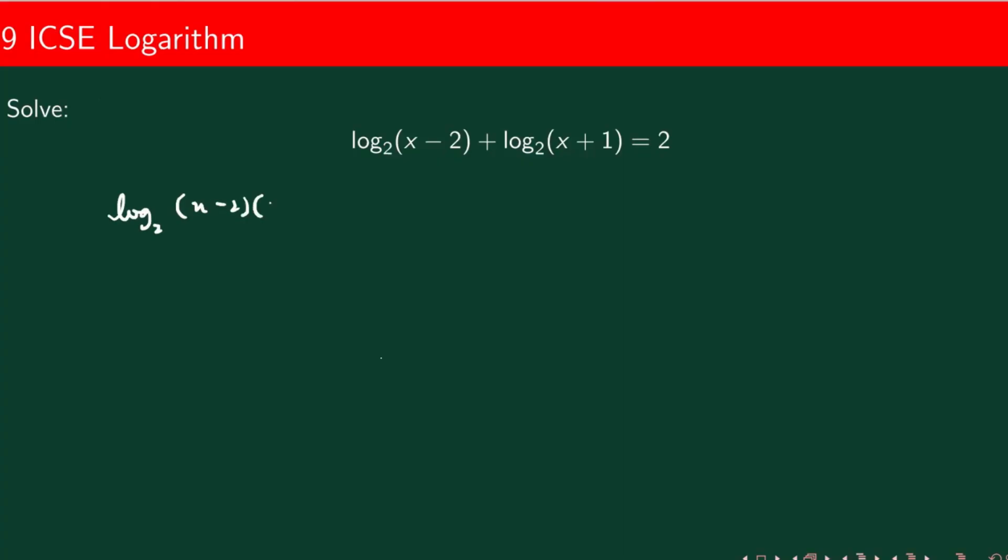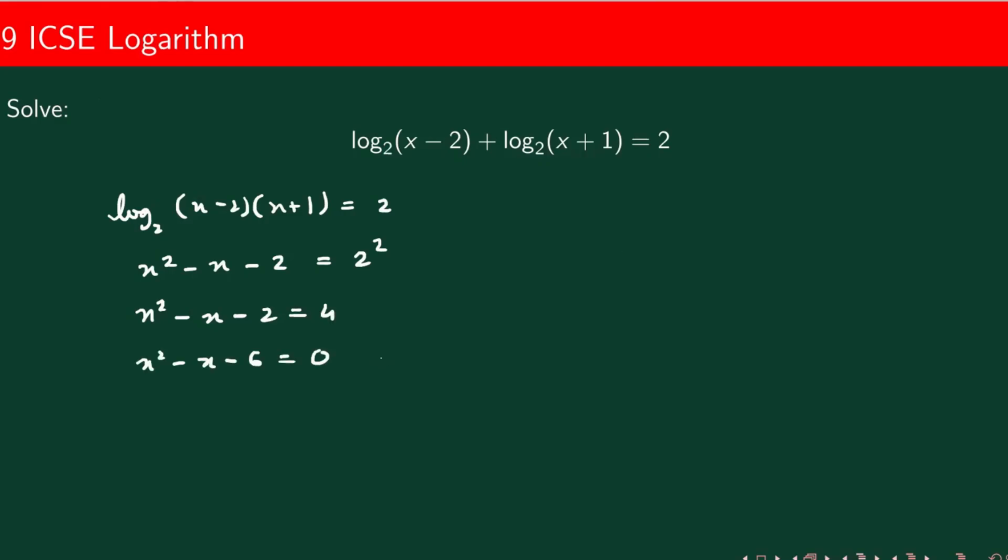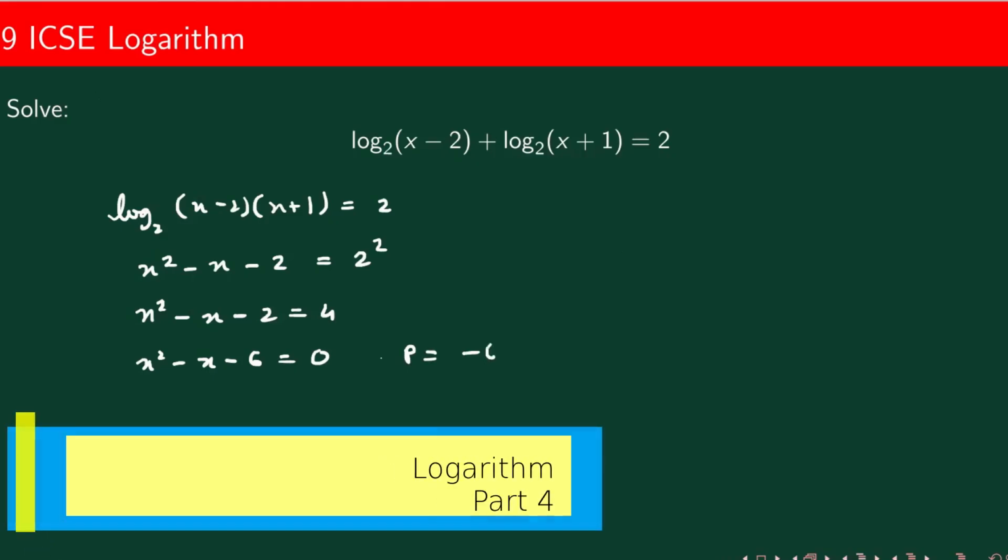So this is (x minus 2)(x plus 1), and so we get x squared minus x minus 2. It is 2 raised to 2. So we get x squared minus x minus 6 is 0. Again, the product is negative 6 and the sum is minus 1. So that is negative 3 and 2.